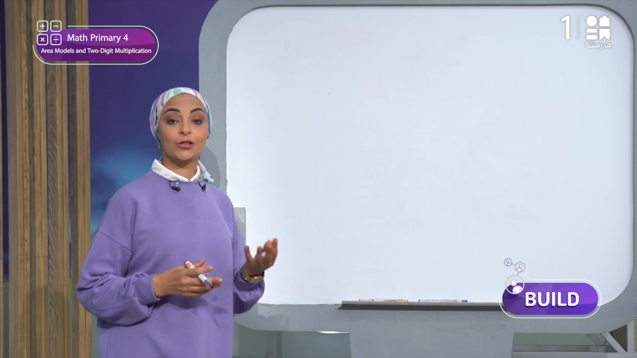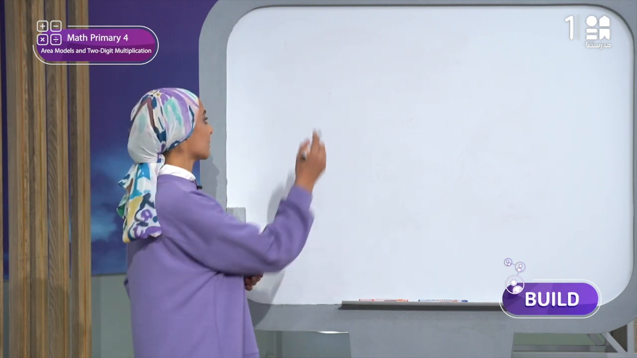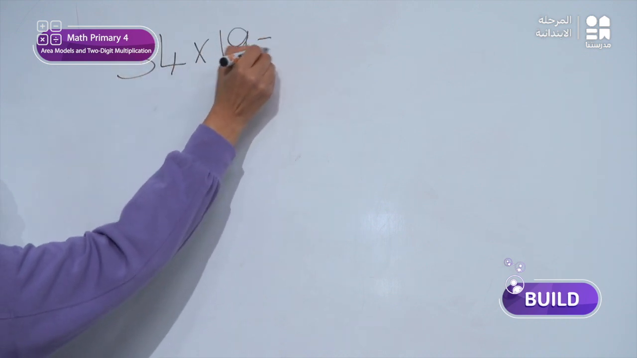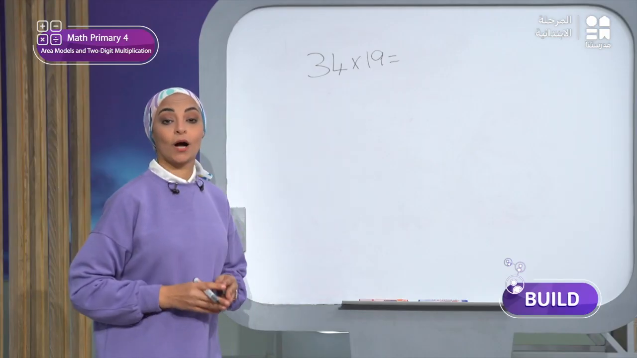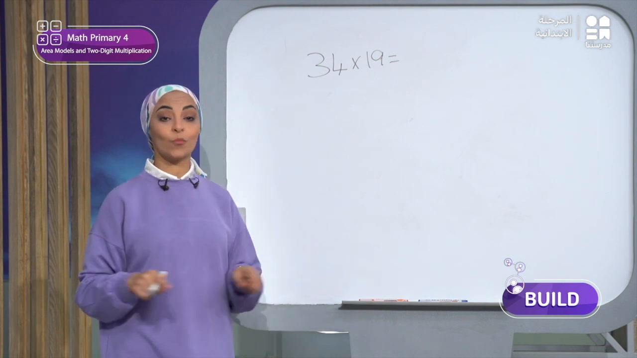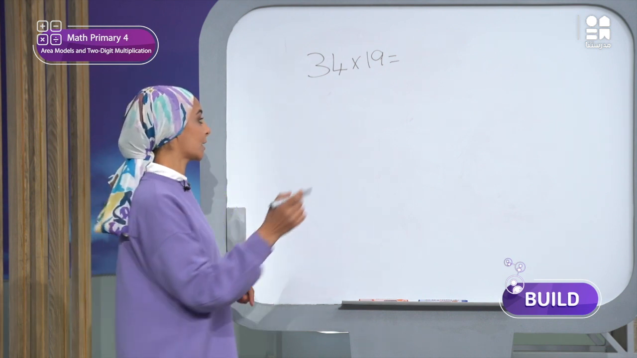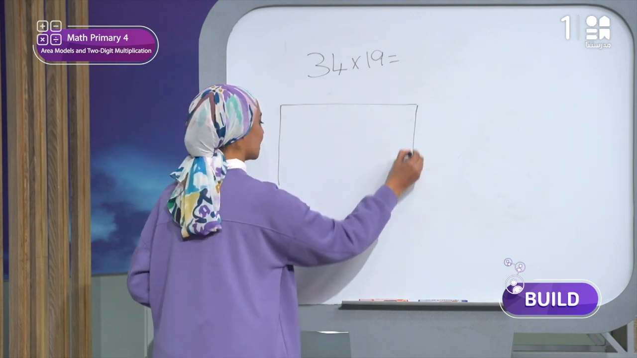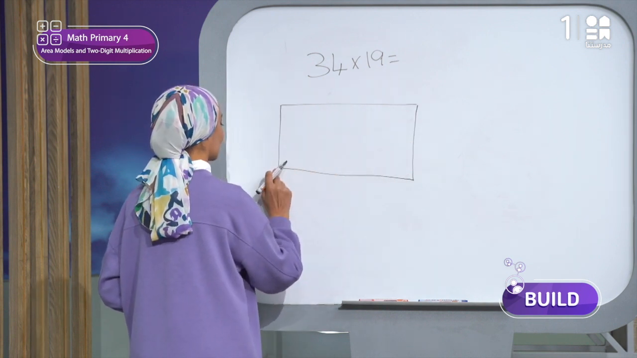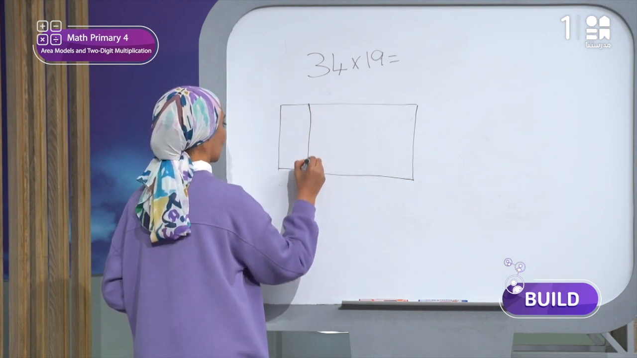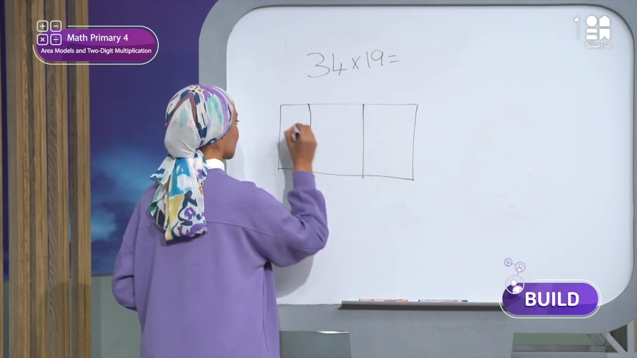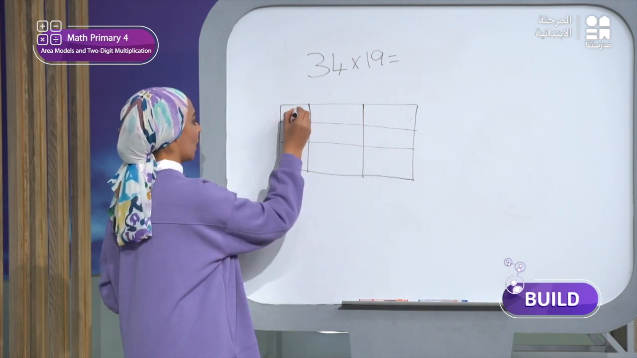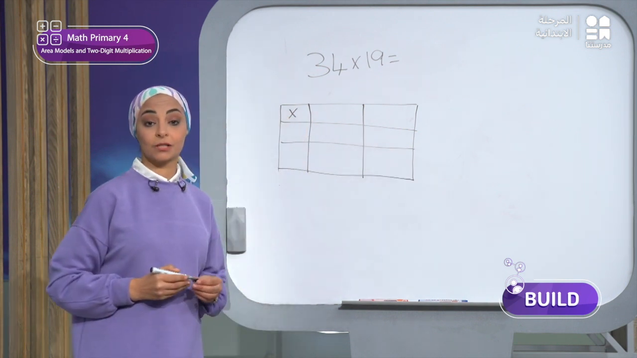I have here 34 times 19. 34 times 19 equals what? So, I want you to draw the area model with me. This is the area model, like you see. Here I'll put the multiplication.